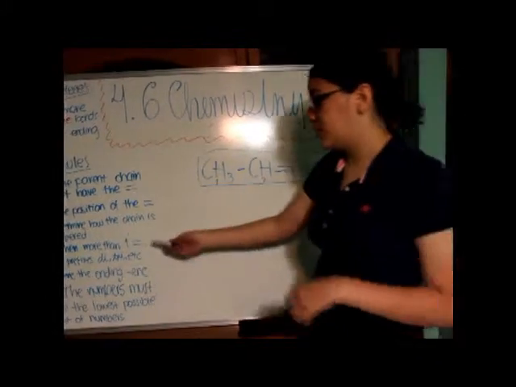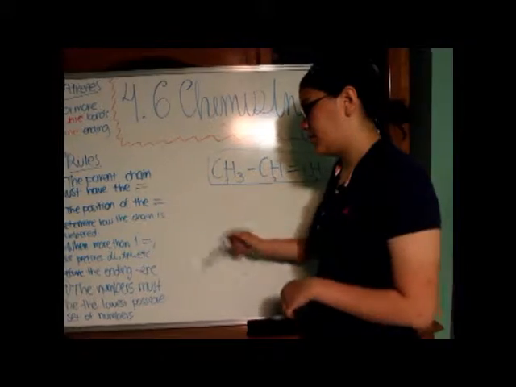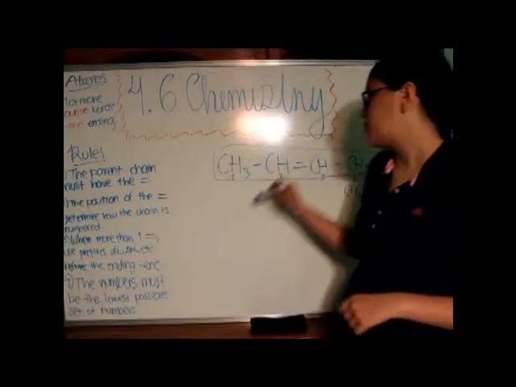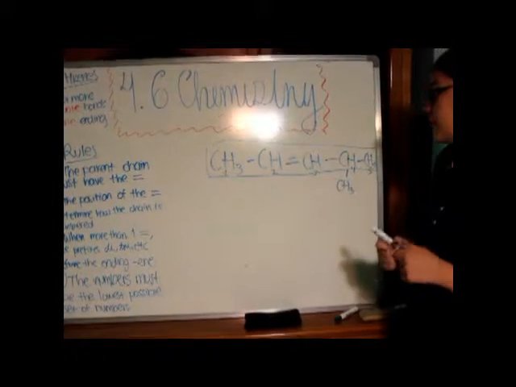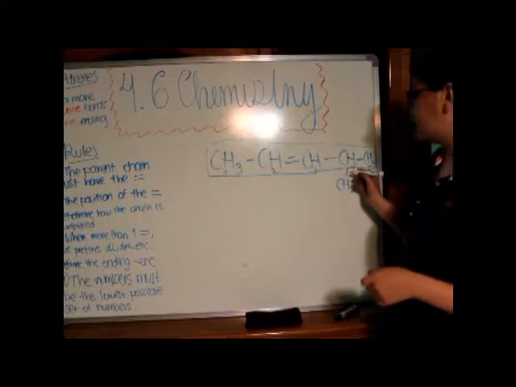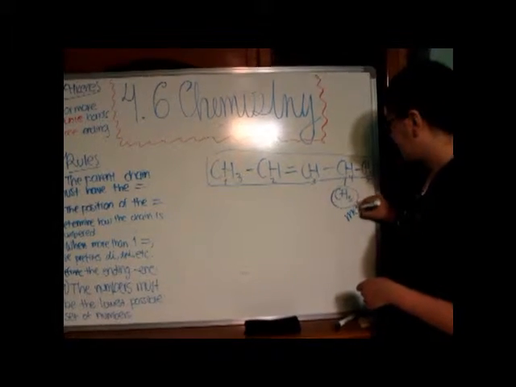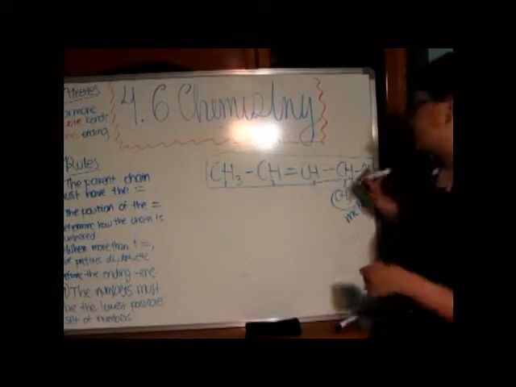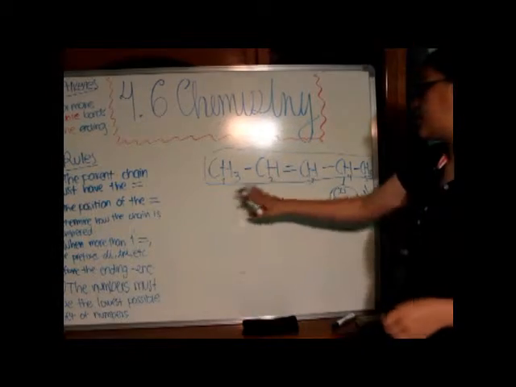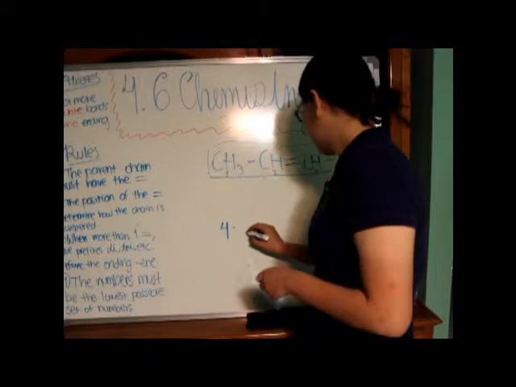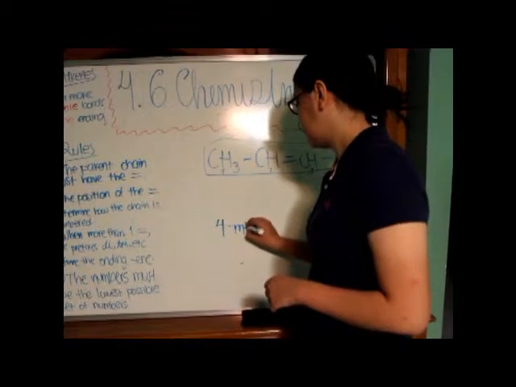We don't have more than one double bond, so we skip this step. The numbers must be the lowest possible set of numbers. We already have that. So first, name the substituent. This is a substituent, and it's called methyl because it only has 1 carbon. It's in position 4, so it's 4-methyl.